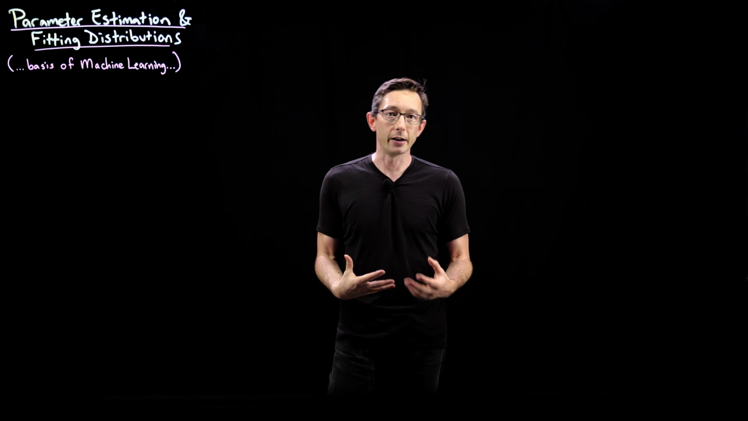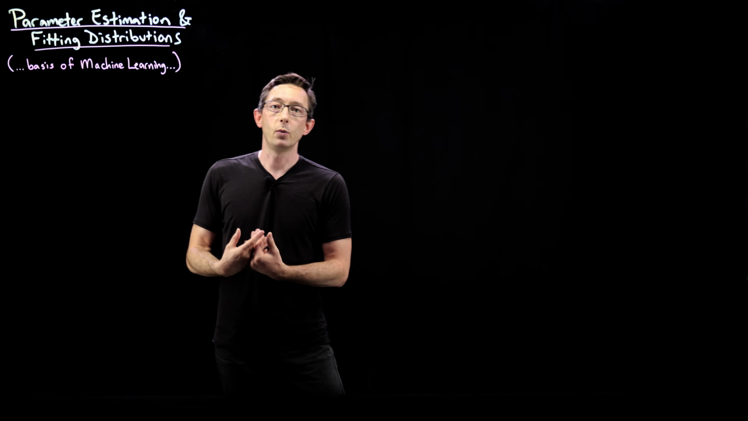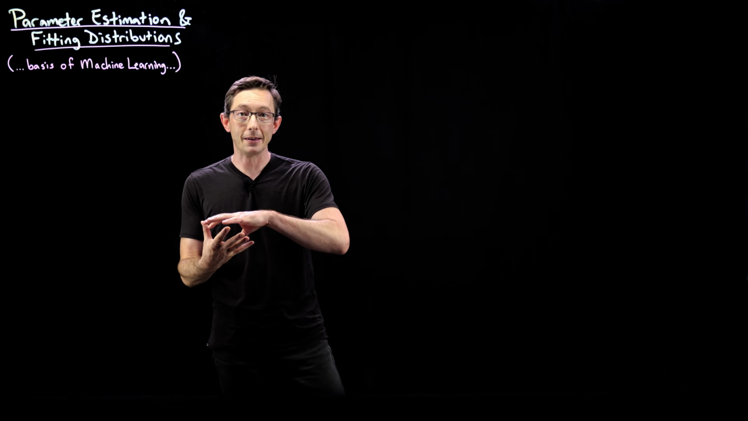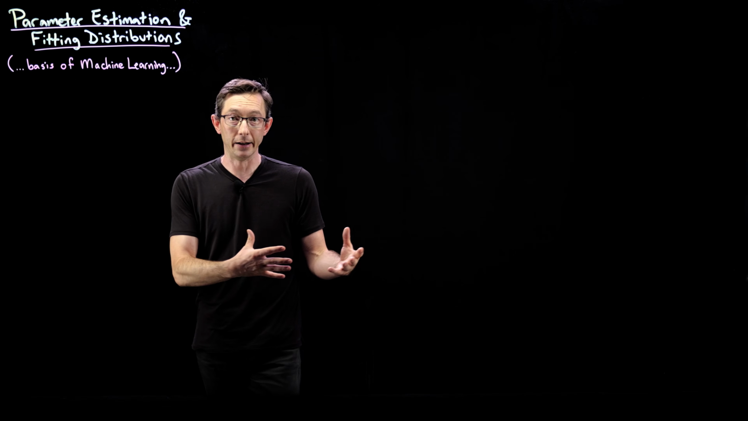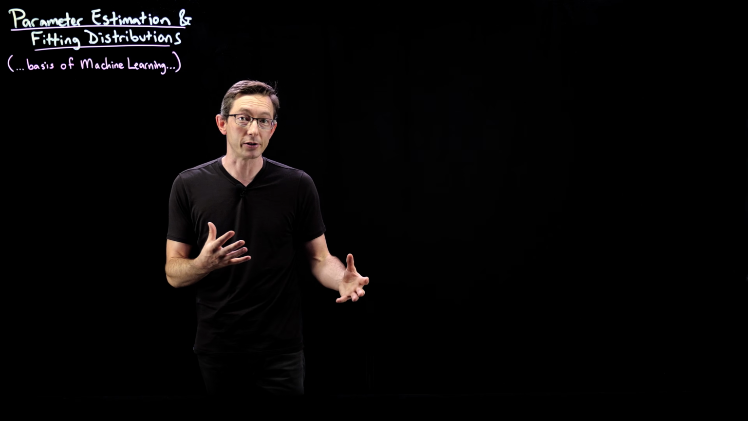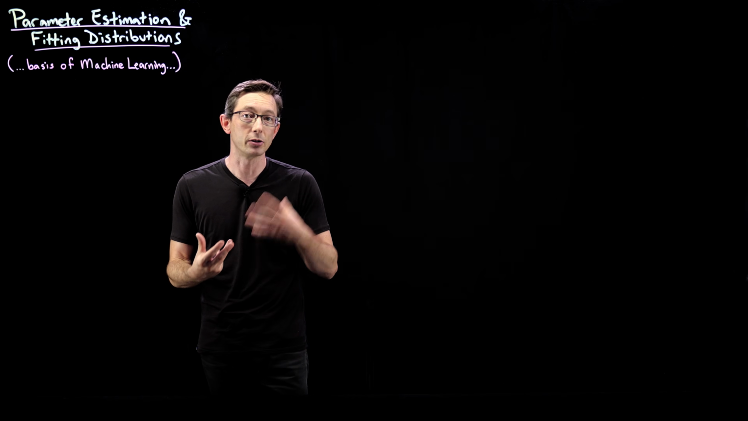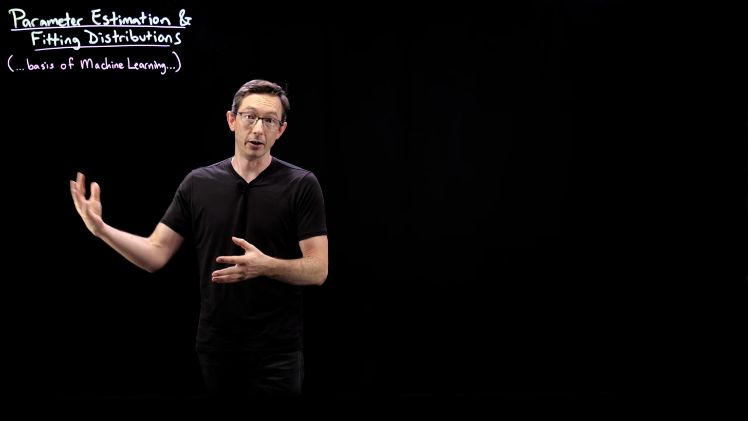So the idea here is we're going to collect data from a system, and we are going to try to find the best fit probability distribution that describes that data. And we might do this, for example, by taking a known distribution like Poisson or exponential or normal and finding the parameters of that distribution that best fit our data.